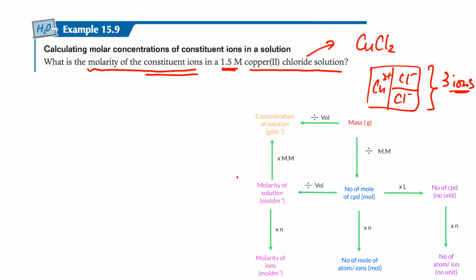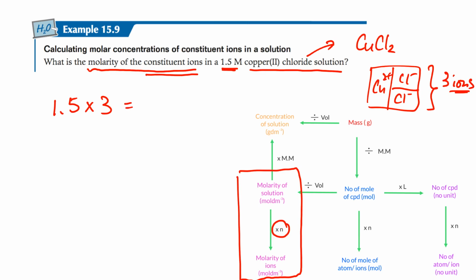So basically in this section, you just use these calculations. You know the molarity right now is 1.5 M, so the molarity of the ions will be times n. N will equal 3 in this case because we have 3 constituent ions. So basically what you need to do is 1.5 times 3, and you'll find that it will be 4.5 M. That one is for ions in general.